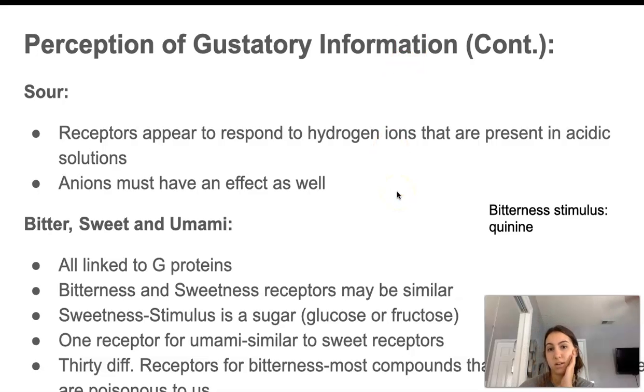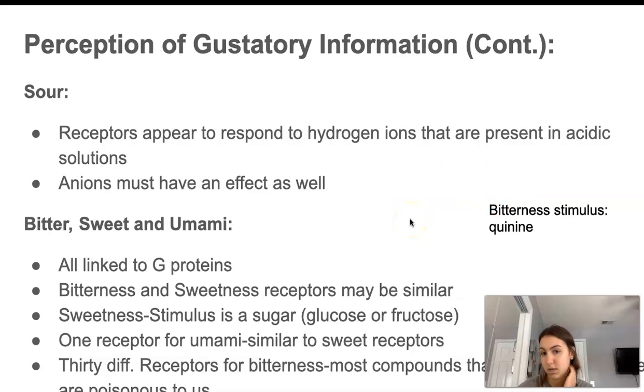So the perception of gustatory information continued. Now I'm going to move on to sour. Receptors appear to respond to hydrogen ions that are present in acidic solutions. Anions must have an effect as well. The reason for the anion effect is unknown as well.